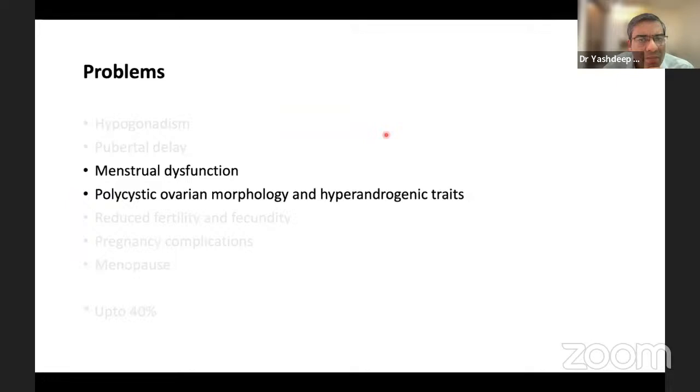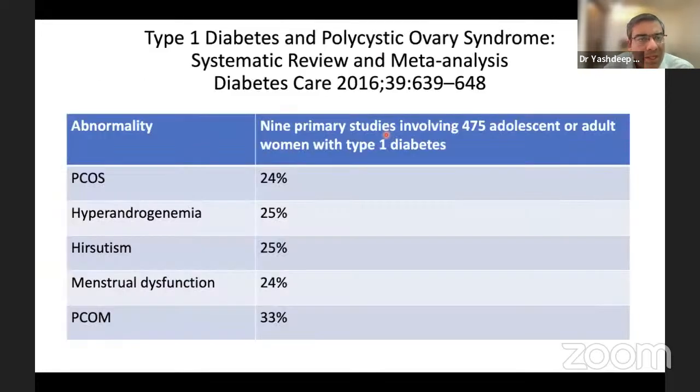So moving from the pubertal period to the post-pubertal period, when a girl actually has normal menstrual cycles, even then type 1 diabetes is associated with menstrual dysfunction, polycystic ovarian morphology and hyperandrogenic traits after puberty. This is a systematic review compiled from 9 primary studies involving 475 adolescents or adult women. It shows that polycystic ovary syndrome is fairly common in type 1 diabetes, the frequency being 24% in this meta-analysis.